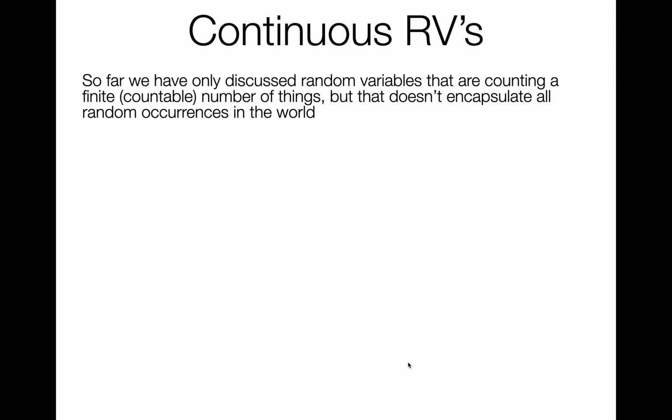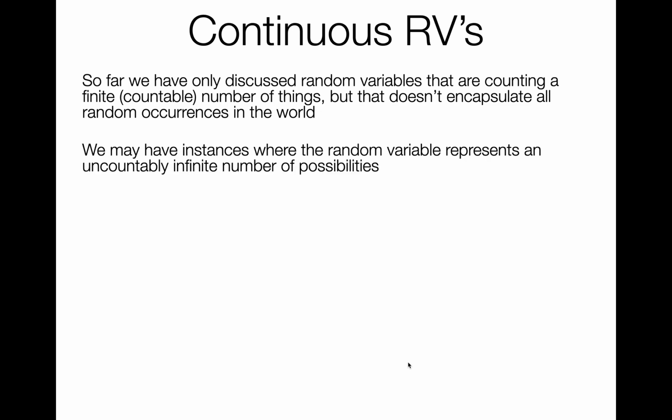So what we've done so far in this course is talk about discrete random variables, which are random variables that are counting a finite number of things. Or I'll call them a countable number of things, because it could be countably infinite. But unfortunately, that doesn't encapsulate all of the random occurrences in the world. We may have instances where random variables represent an uncountably infinite number of possibilities. And so here are some examples.